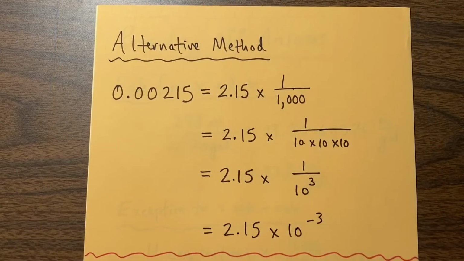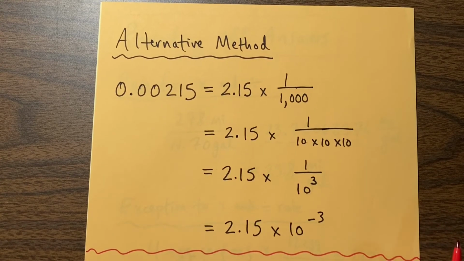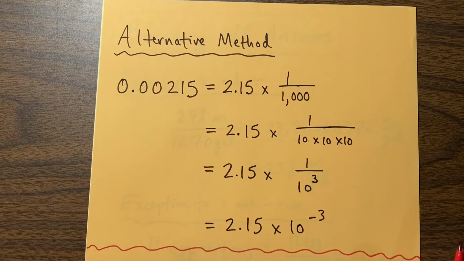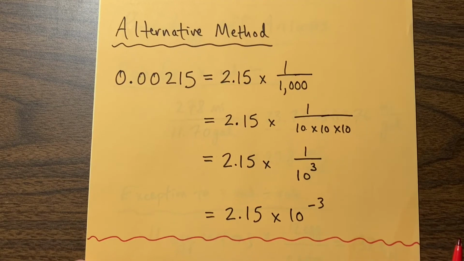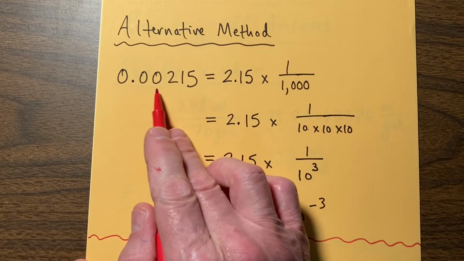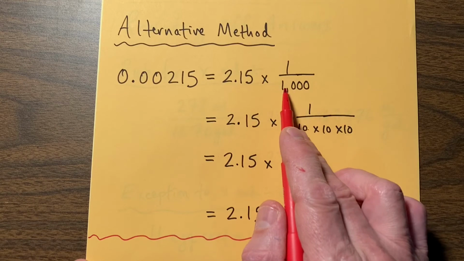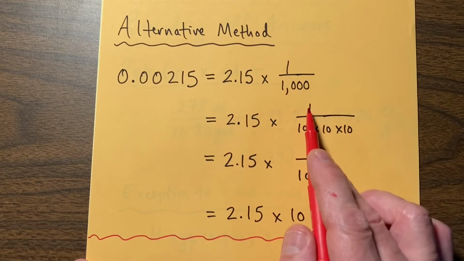And then let me give you an alternative way to move between standard notation and scientific notation, in case you didn't like the way I explained it the other way. But it's not that much different than what I already said. You can think of the number 0.00215 as just the number 2.15 divided by 1,000, which I've written like this: 2.15 times 1 over 1,000.